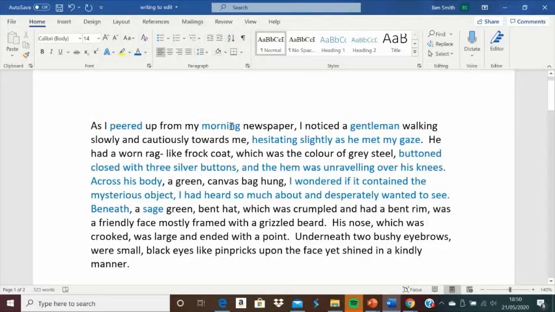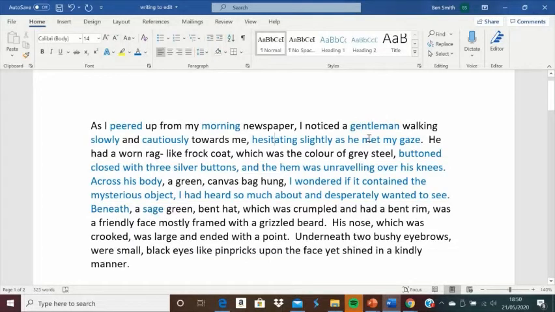As I peered up from my morning, so again, it's a more detailed information. So in my morning newspaper, I noticed a gentleman walking slowly and cautiously towards me. So I added the word slowly and the word cautiously, those adverbs, to give you a bit of a show of how that person might be feeling. Okay, I continue that by using the word hesitating. So he walked slowly and cautiously towards me, hesitating slightly as he met my gaze. So I've added that extra clause there and joined it with a comma rather than to use too many ands.